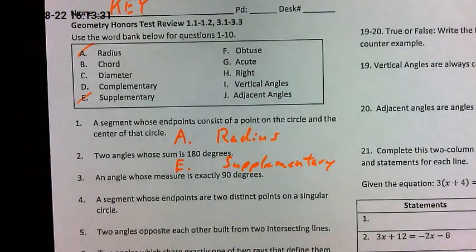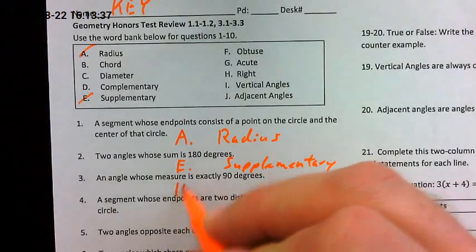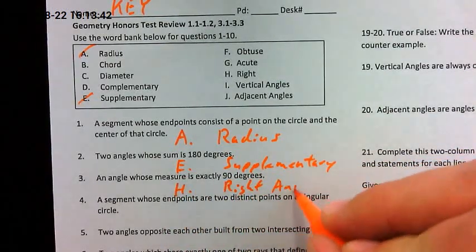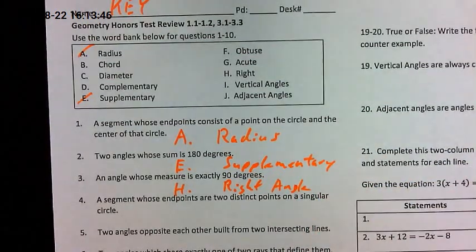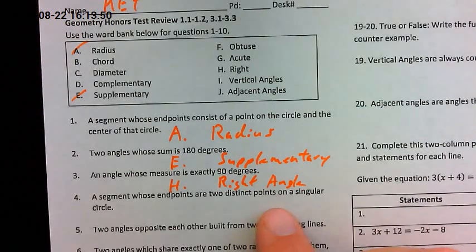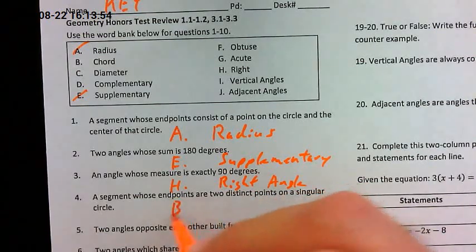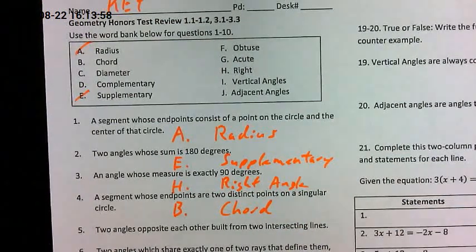Number 3. An angle whose measure is exactly 90 degrees. So exactly 90 is a right angle. So H. I don't want to put right up there, but it is a right angle. On 4, a segment whose endpoints are two distinct points on a single circle. So that's one way you could define a chord. Because for a chord, both endpoints are on the circle.